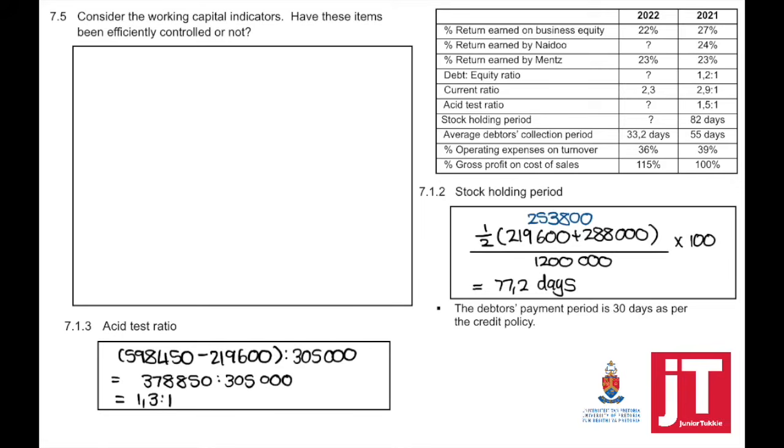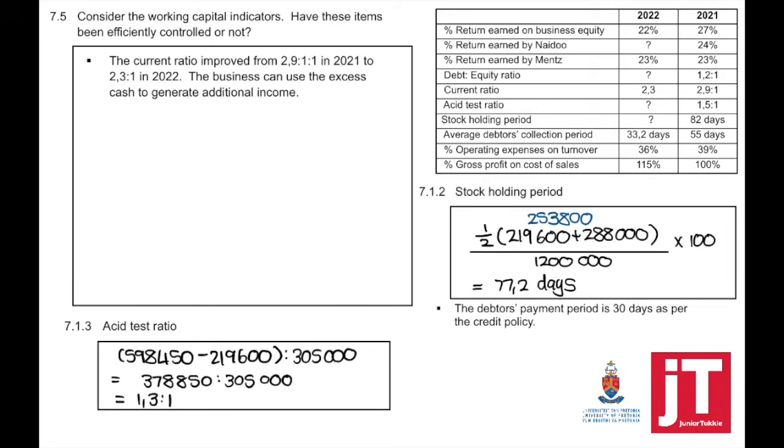7.5. Consider the working capital indicators. Have these items been efficiently controlled or not? When we're talking about working capital, we're looking at our liquidity financial indicators. Make sure that you understand the terminology. Know what your options are. You've got 6 options, but it doesn't mean all of them can just be written down and used. It depends on the information which is given to you.